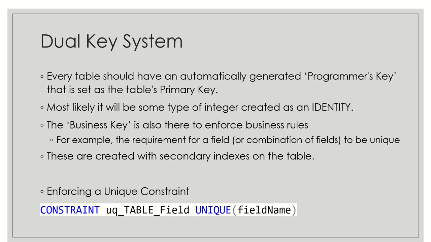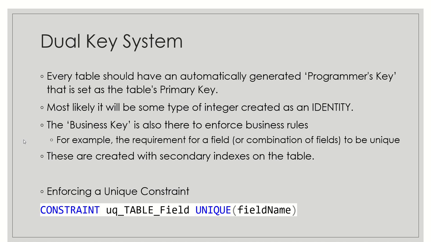Implementing a dual key system is stating the idea that perhaps every table should have both. So under a dual key system, we're saying that every table should have an automatically generated programmer's key that is set as the primary key that is used in foreign key relationships. Most likely we would set that as an integer created as an identity.